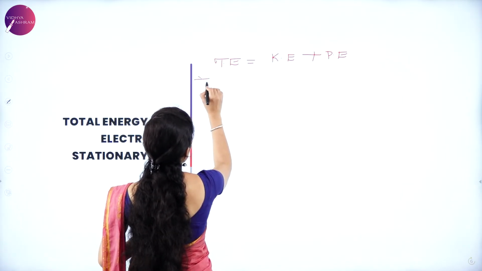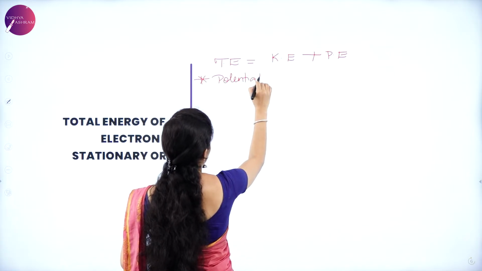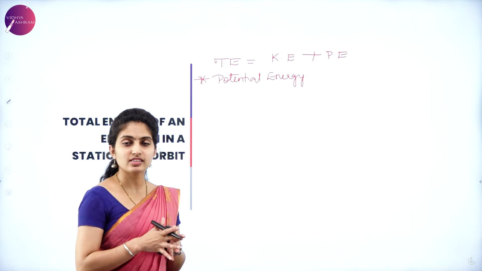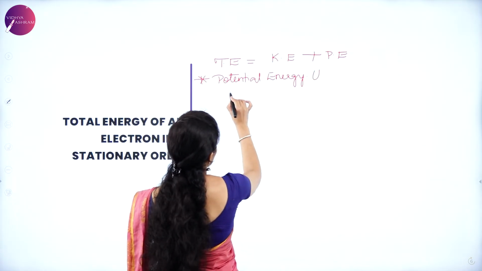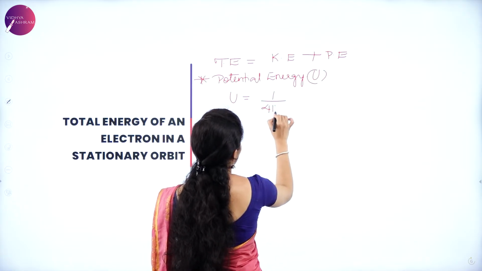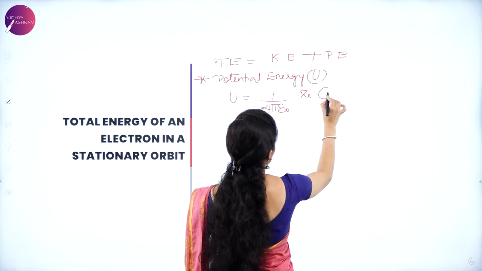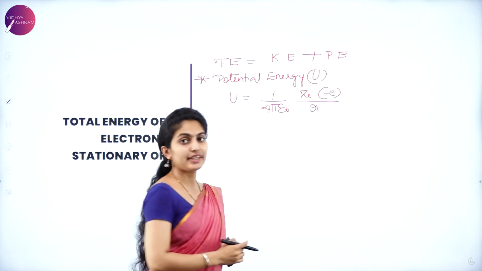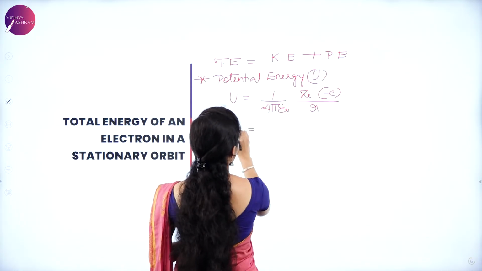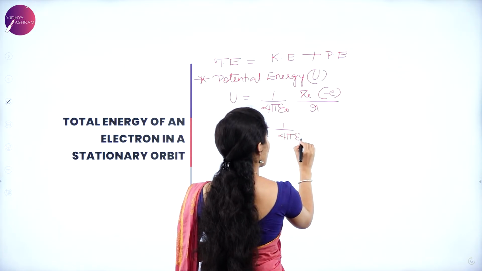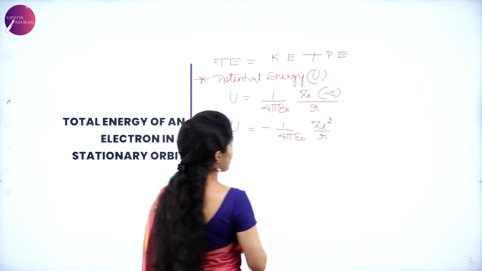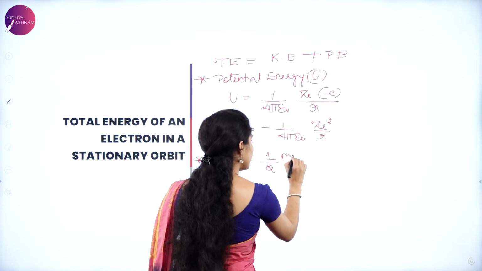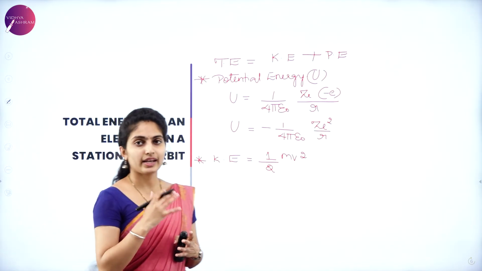So we know that the potential energy of the electron at a distance r from the nucleus is given as, consider it as U. U is equal to 1 by 4 pi epsilon naught, Ze into minus e, where Ze is the charge of the nucleus and minus e is the charge of the electron, divided by the distance of separation R, which can be rewritten as U is equal to minus 1 by 4 pi epsilon naught Ze square divided by R. We know that the kinetic energy is generally given as half mv square.